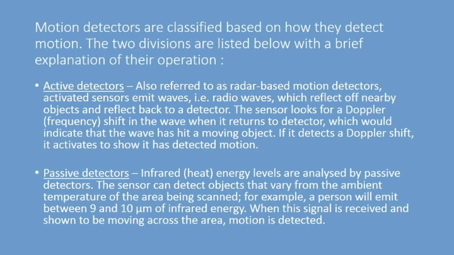Now, passive detectors. Infrared or heat energy levels are analyzed by passive detectors. The sensor can detect objects that vary from the ambient temperature of the area being scanned. For example, a person will emit between 9 and 10 micrometers of infrared energy. When this signal is received and shown to be moving across the area, motion is detected.